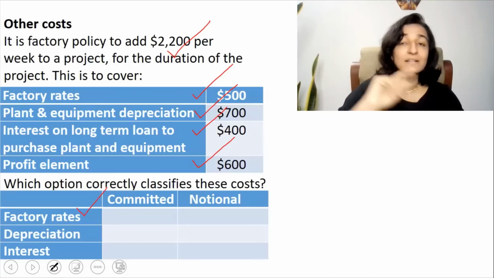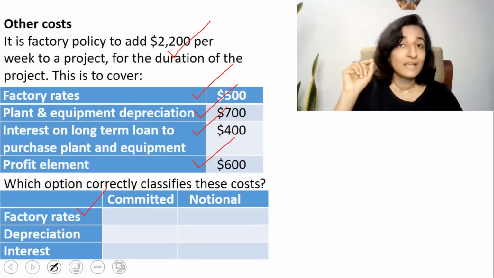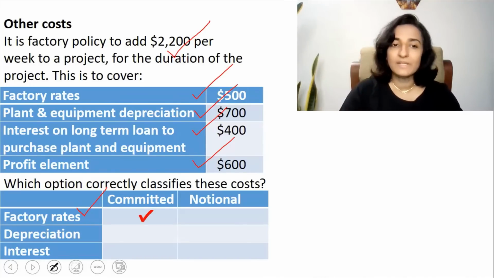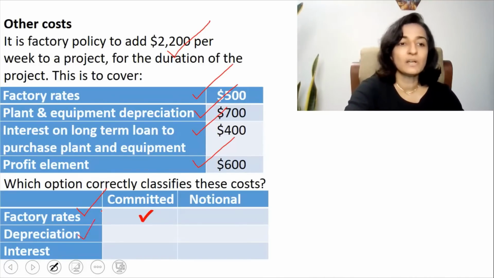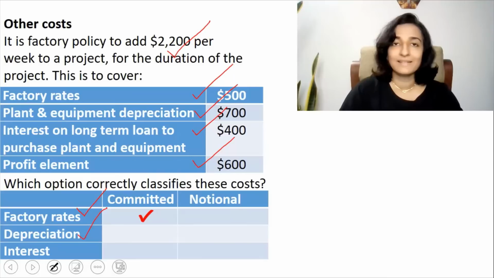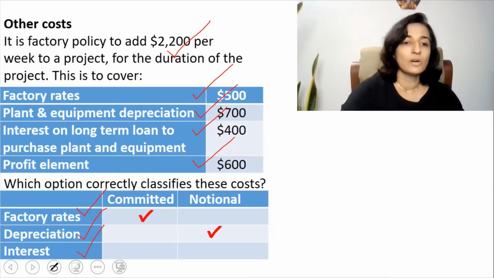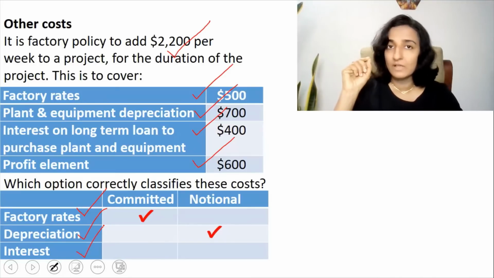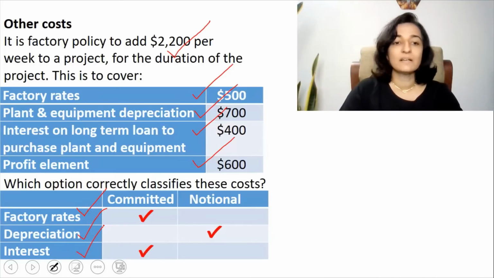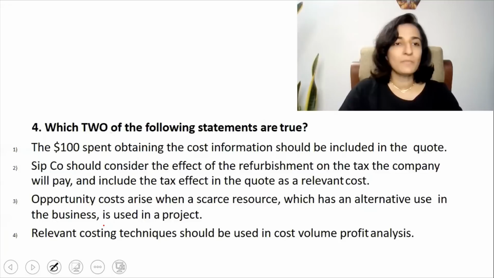Factory rates, is it a committed cost or a notional cost? Factory rates, I said an example, it is a property tax of the building. It is governed by an agreement. We have to pay that mandatorily. So it is a committed cost. Depreciation, I already said that it is a transaction where no external party is involved. So it is a notional cost. And interest on long-term loan, again, it is governed by an agreement. So it is a committed cost. Going to the next subpart.